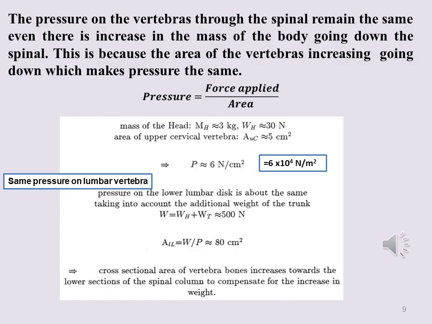In reality, the pressure on the vertebrae through the spine remains the same even when there is an increase in the mass of the body going down the spine. This is because the area of the vertebrae increases going down, which keeps the pressure the same. As you know, pressure equals the force divided by the area. Increasing both force and area going down the spine makes the pressure nearly the same. Now you can follow the calculation below.